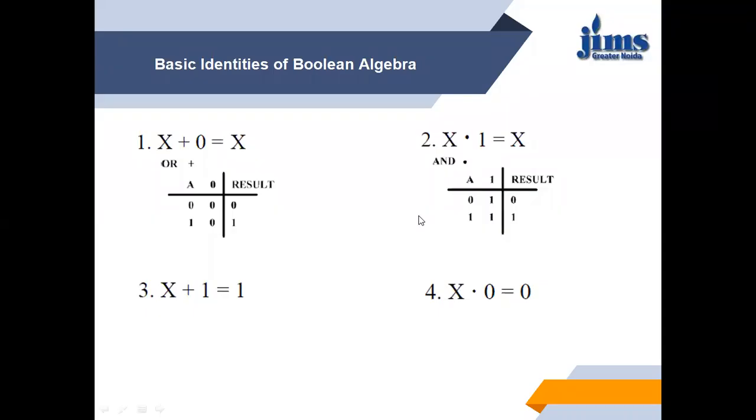Keep writing all these identities in your book, because when we are going to solve Boolean expressions, these postulates will help you. X OR x equals x. So if both have the value 0, 0 OR 0 is 0, 1 OR 1 is 1. X AND x is x. So if x is 0, 0 AND 0 is 0, 1 AND 1 is 1.